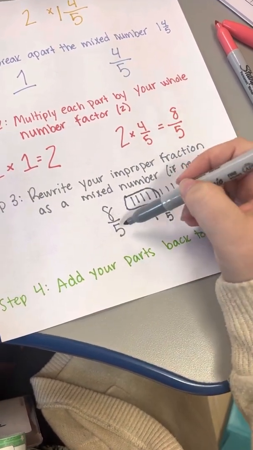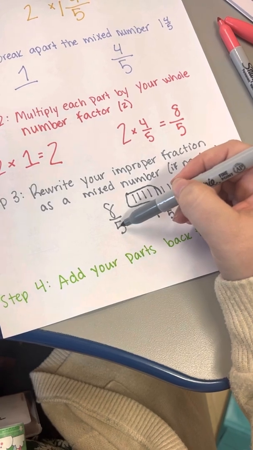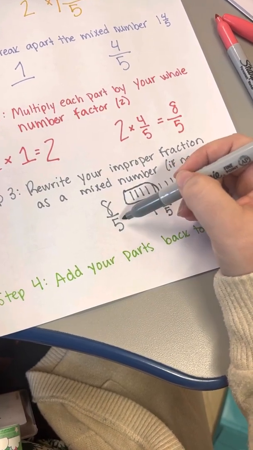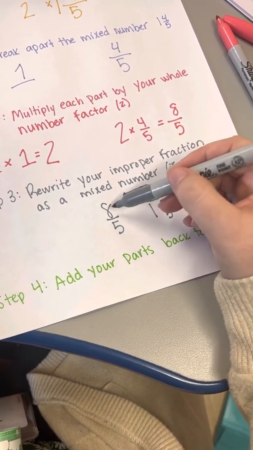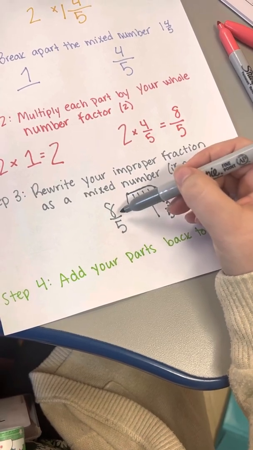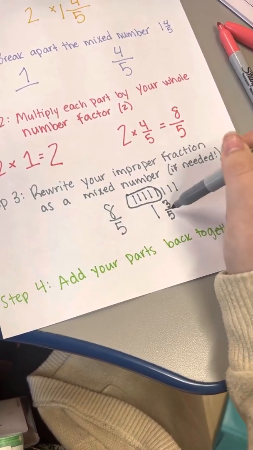Another way you can do this is you could use multiplication. So I could think, how many times can 5 go into 8? How many groups of 5 could I fit in? Well, I could only fit one group of 5, and then I would have 3 left over, so I'd still have 1 3/5.